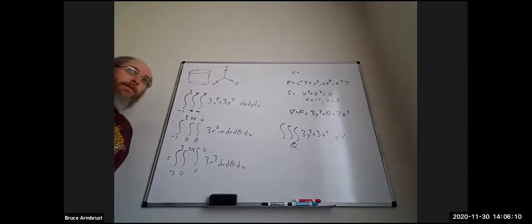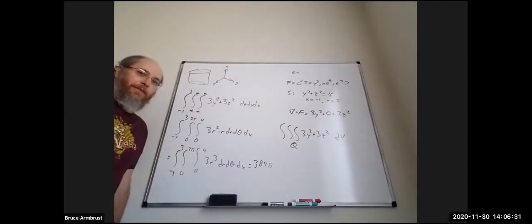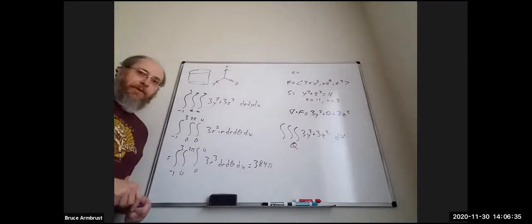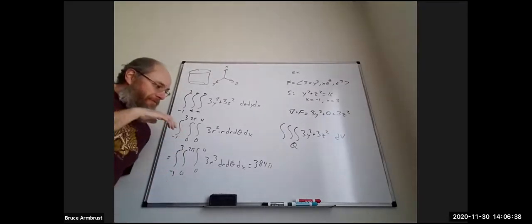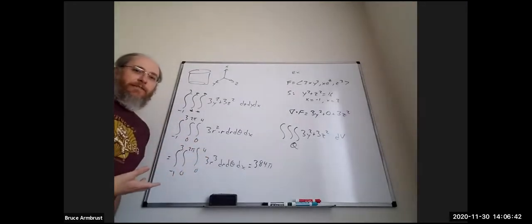Let's see, 96 times 4, and 3. I had it 376. 384. You were close. 384. So it's 384 pi. So almost to the point where I can do this in my head. I'm going to blame the fact I only slept like 4 hours last night. But it became so much easier by using the divergence theorem.